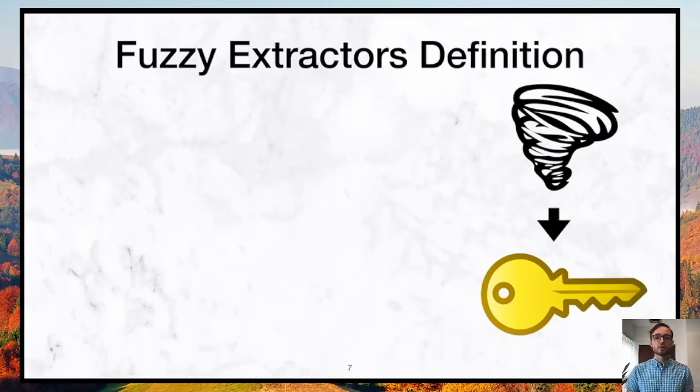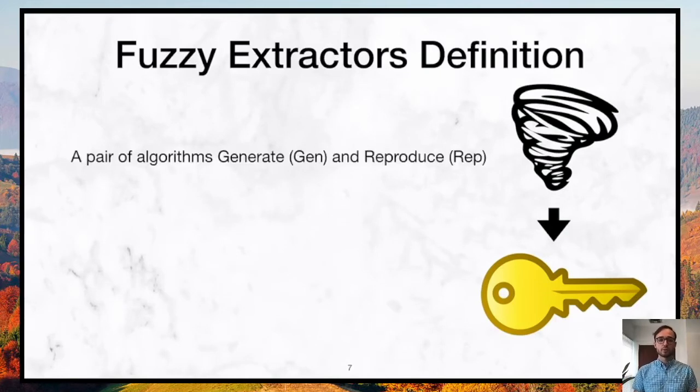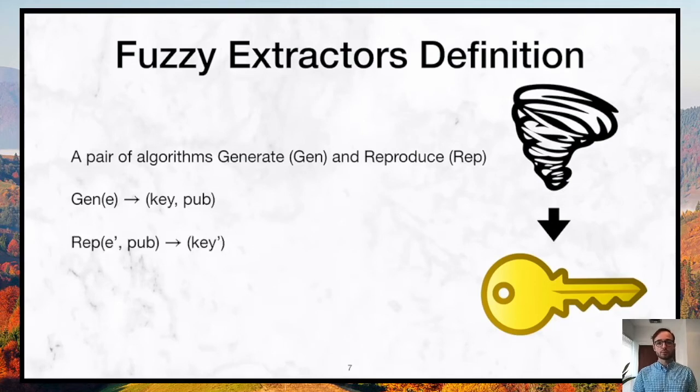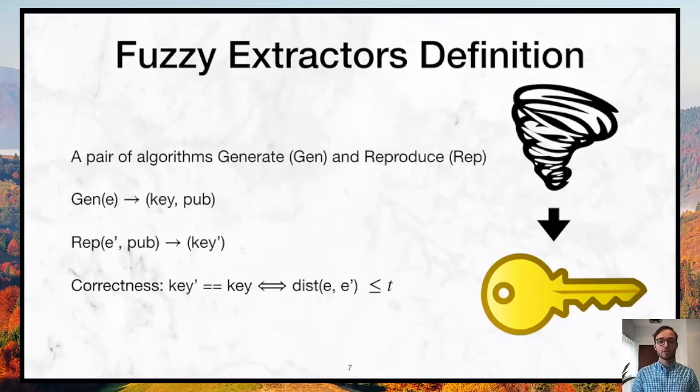A fuzzy extractor is defined using a pair of algorithms: generate and reproduce. Generate takes in a reading from a noisy source and outputs a key and a set of public parameters. Reproduce takes in another reading from a noisy source and the public parameters and outputs a key prime. Our guarantee is that key and key prime are the same if the distance between the two readings is small. This is defined by some threshold that we set as a parameter to our system, and we call it T.